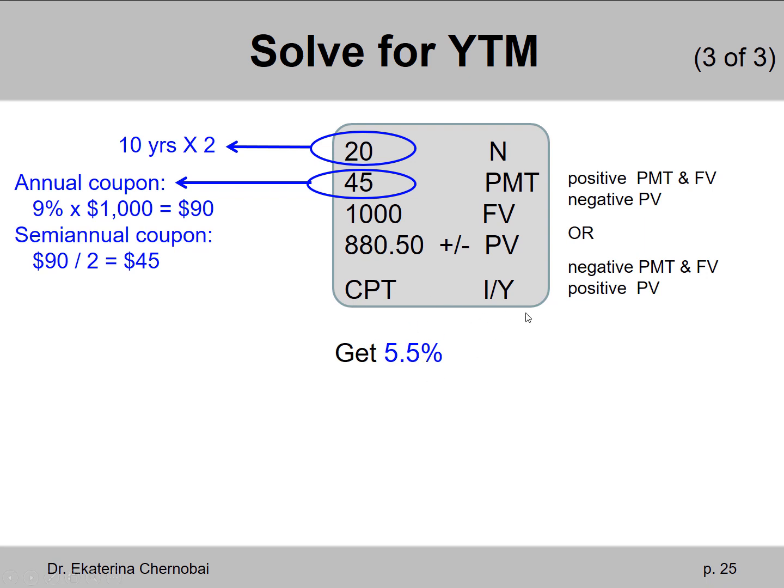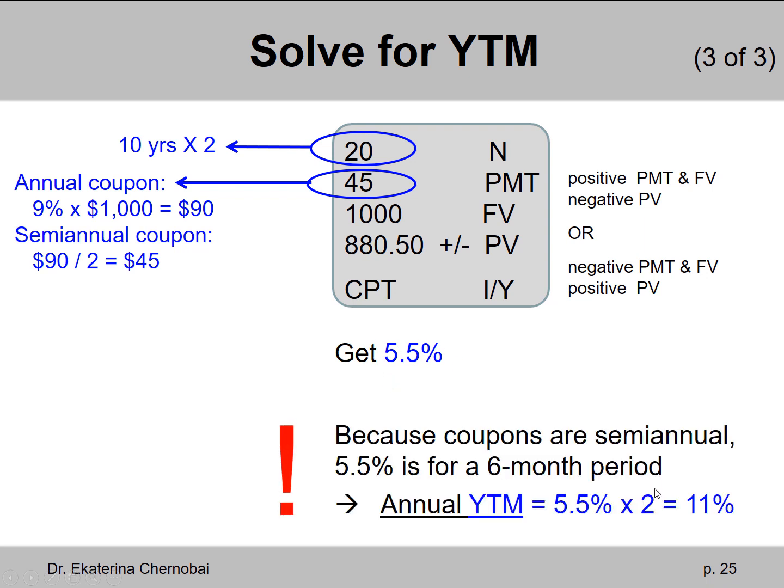Actually, it's not. We are missing one more step. Why? What's going on here? Because everything in our problem is semi-annual, the interest rate we get is also semi-annual. So 5.5% is for half a year. And what's really meant by yield to maturity is the annual interest rate, the annual yield to maturity. And so the last step that we need to do is multiplying our answer by 2 to convert the answer to its annual equivalent. And so 5.5% per half a year multiplied by 2 gives 11%. This is the right answer.